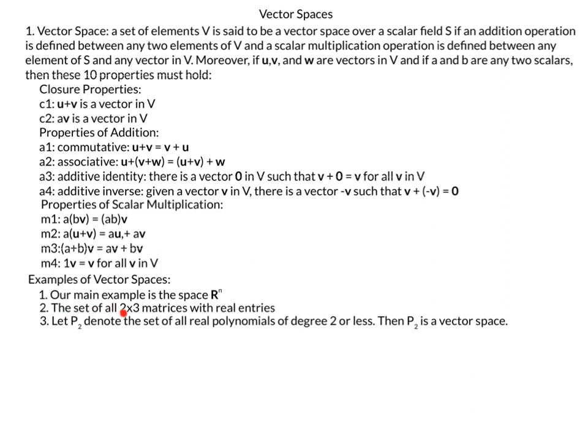Then we'll look at the set of all 2 by 3 matrices with real entries, and let P2 denote the set of all real polynomials of degree 2 or less. Then P2 is also a vector space. So we will look at these 3, and we will show that they are vector spaces.